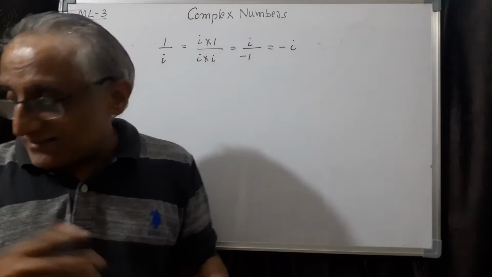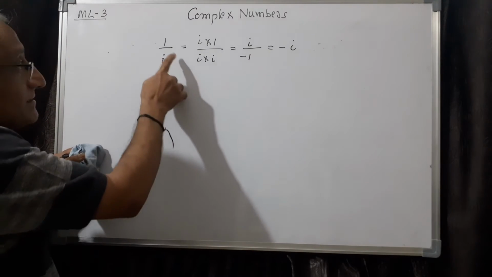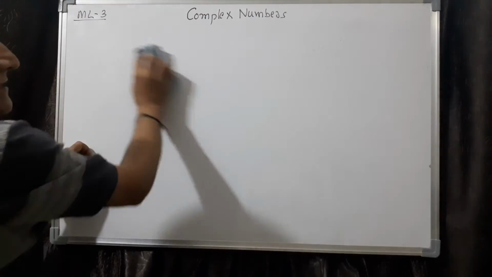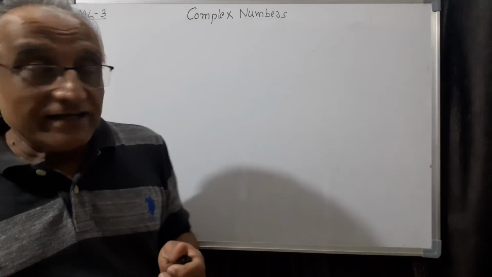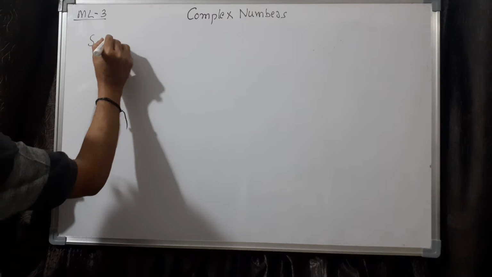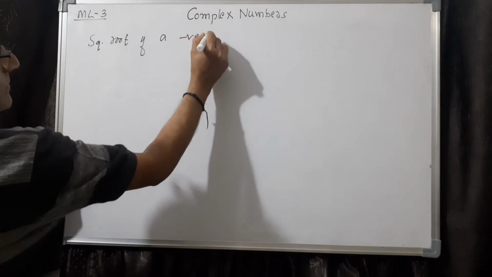So this much is about the power of i, and the power can be negative also. So the same thing we can do. Then the next one is the square root of a negative number. So this is sometimes asked, square root of a negative number.